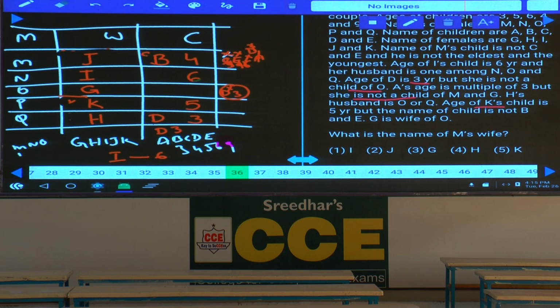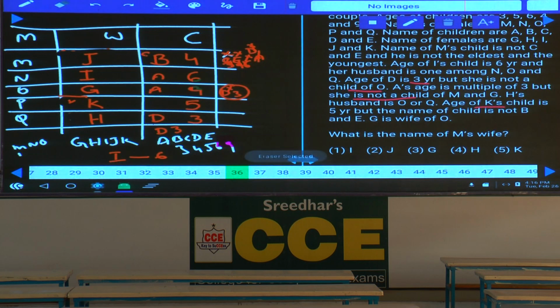A can be 6, isn't it? I is 6, I's child is 6. I's child, A can be here, no? You got confused about the same thing earlier too. I's child A can be here. A can be anywhere. This must be 9. A can be here as well, isn't it? Hence, A can be either 6 or 9.